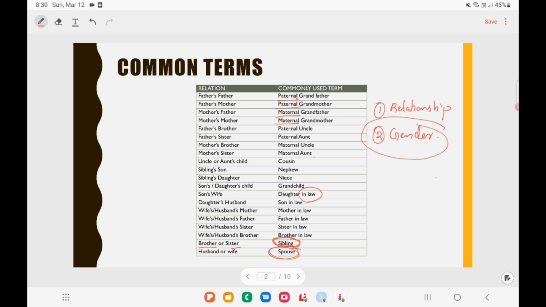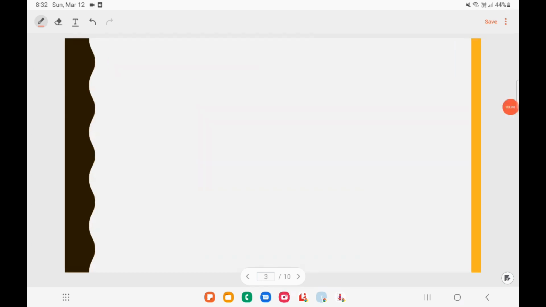And the other terms, you can just go through them. You will already be knowing about these terms, so I'm not going into the details of that. So let's move on with the video. When it comes to blood relation, there is not much static material to study, so we'll be doing the questions directly.